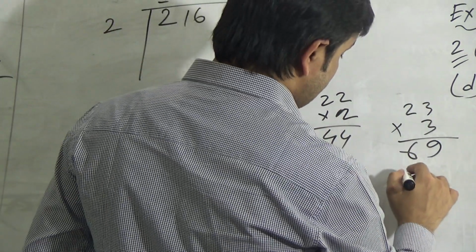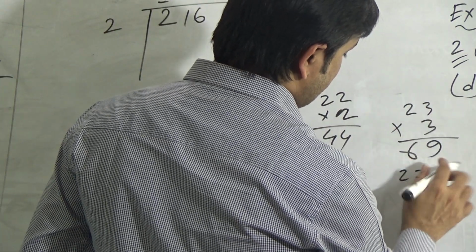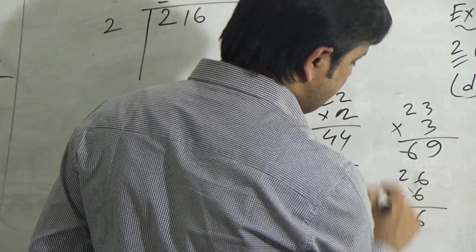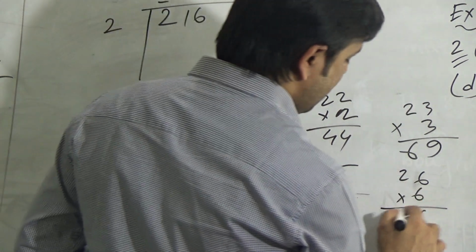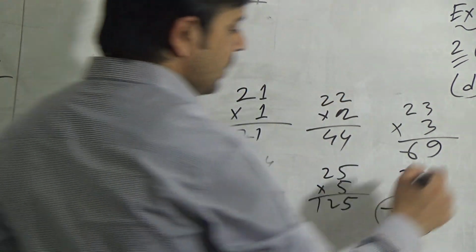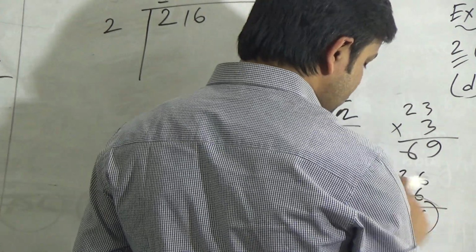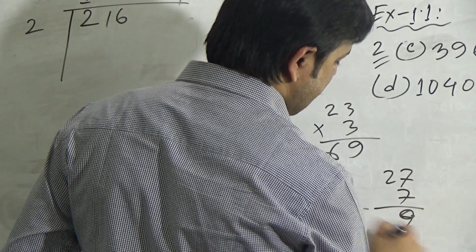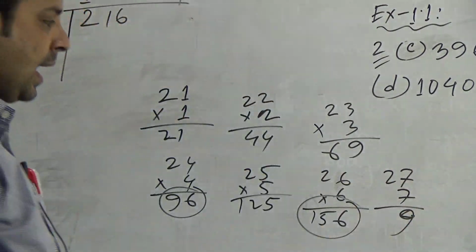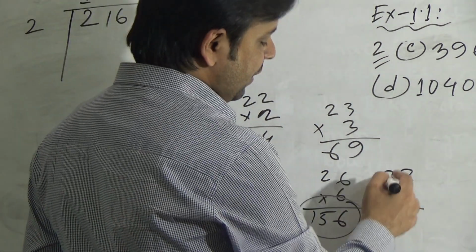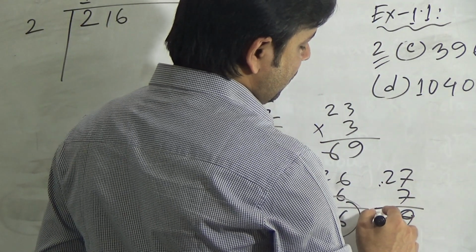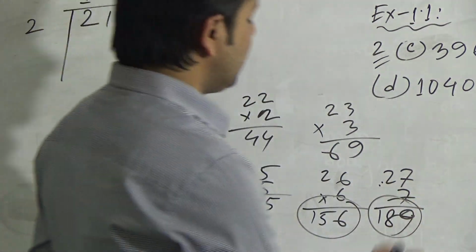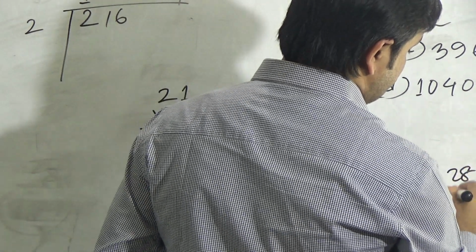Now take 6. 26 multiplied by 6. What will happen here? 6 6s are 36, 6 2s are 12 and 3, 15, 156. Now consider 7. 27 multiplied by 7, 7 7s are 49. Now 7 2s are 14 and 4, 18, 189.